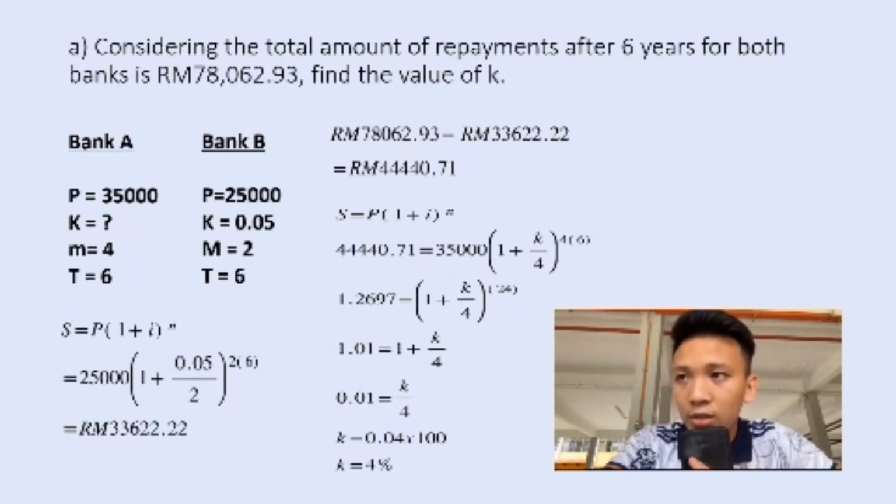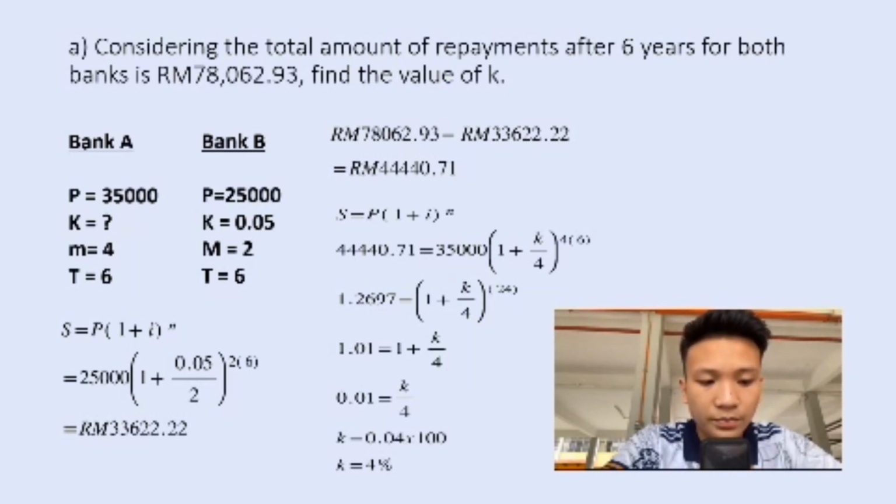Continuing the question, the banks are offering the following terms. Bank A, K interest rate. K we don't know, and compounded quarterly, so M is 4. Bank B, 5% interest rate, so K is 0.05, and compounded semi-annually, so M is 2. The question is, considering the total amount of repayment after 6 years for both banks is 78,062 ringgit and 93 cents, find the value of K.